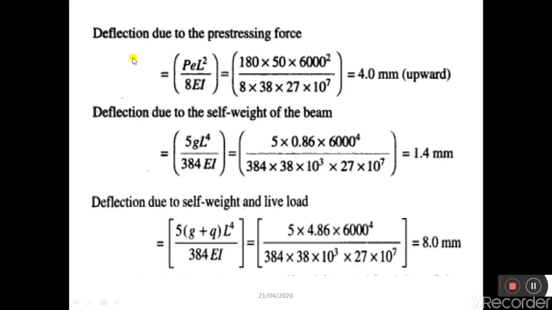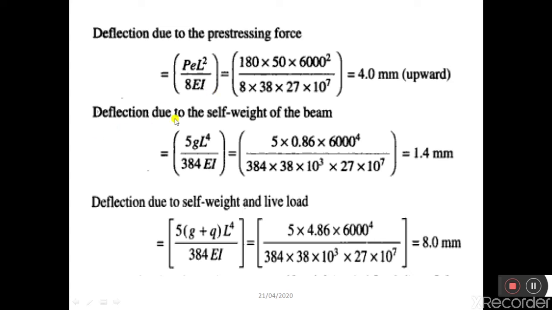Now let us calculate the deflection due to pre-stressing force. The deflection due to pre-stressing force is PeL square by 8EI. Substituting the values of P, e, L and EI, we get the deflection equal to 4 millimeter, and the deflection is in upward direction. So the deflection due to pre-stressing force is 4 millimeter.